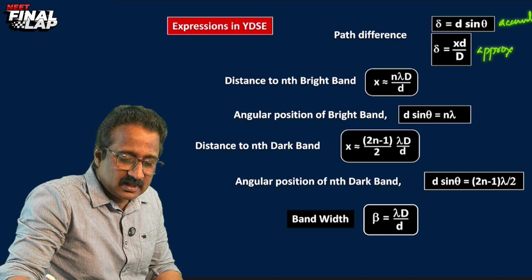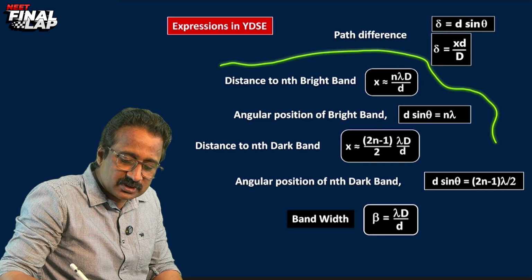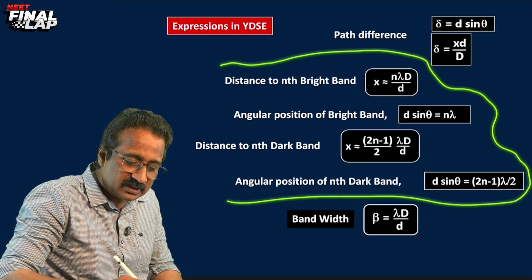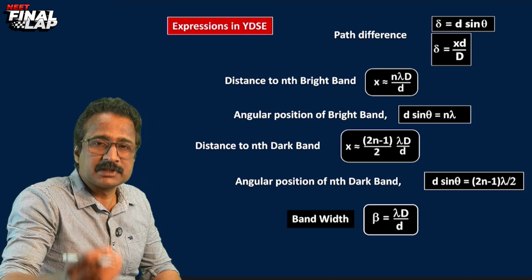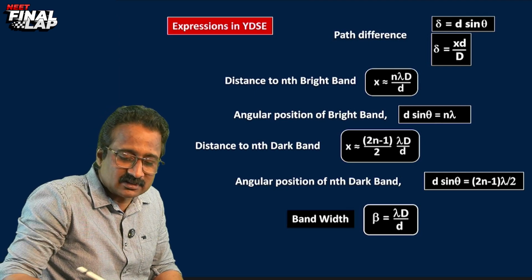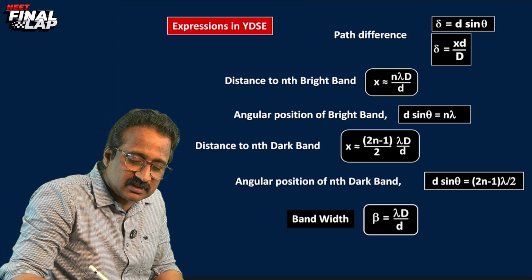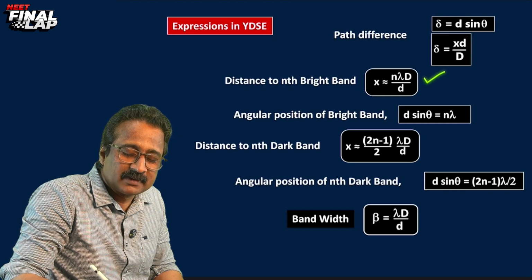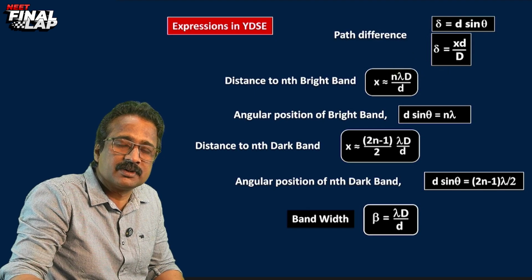Okay. Now I have another list of equations where you have the position of bright and dark bands. This list is a list of equations for finding the position of bright or dark bands. First of all, distance to nth bright band. The distance to nth bright band is given by n lambda D by d. Suppose you want to find the distance to 10th bright band, then put n is equal to 10 here.